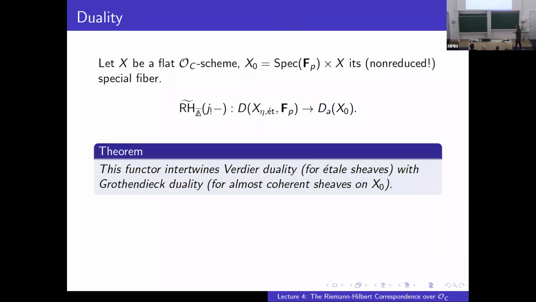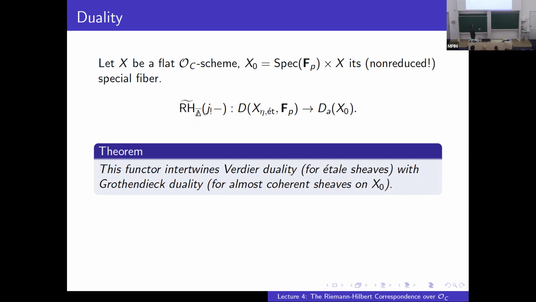And the theorem: first of all, there is a good theory of Grothendieck duality in the almost category for these almost coherent sheaves on something like X0. There's a theory of Grothendieck duality here, and this Riemann-Hilbert functor exchanges Verdier duality in the world of étale sheaves with Grothendieck duality in the world of almost coherent sheaves.